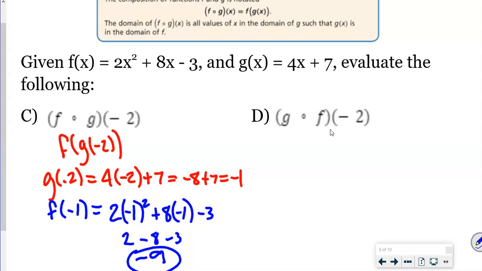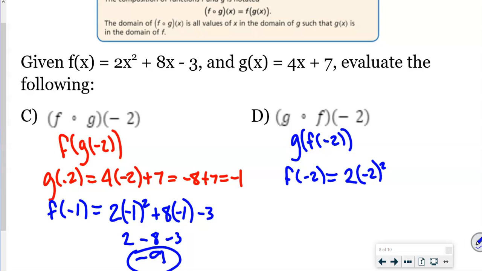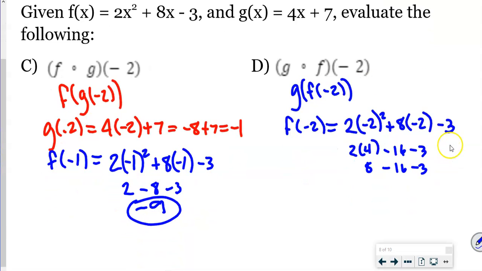Once again, I'm going to rewrite this because I think it'll help you guys. I'm going to do g of f of negative 2. Again, I'm going to do the f of negative 2 first. So that means 2 times negative 2 squared plus 8 times negative 2 minus 3. Negative 2 squared is 4, so this is 2 times 4, that's 8, minus 16, minus 3. That's 8 minus 19, which is negative 11, right?